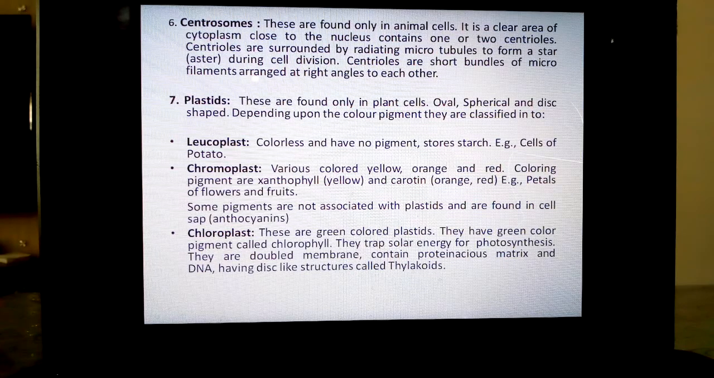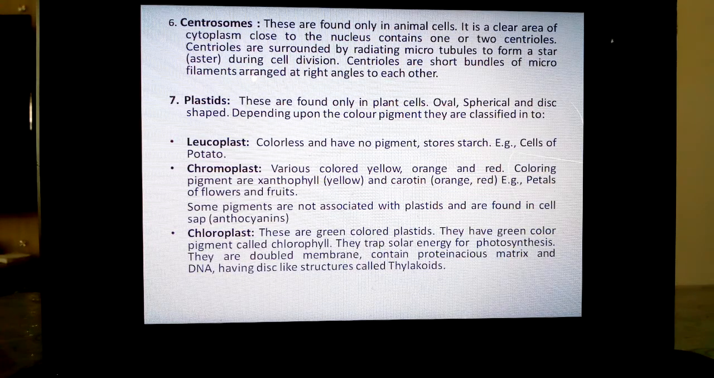These are found only in animal cells. It is a clear area of cytoplasm close to the nucleus, containing one or two centrioles. So centrosomes, like aster meaning star, are present with fibers, like a star. But inside the centrosomes, there are one or two structures called centrioles. They are rod-like. They have one rod and one dot. Always they are perpendicular to each other. That means 90 degrees to each other.